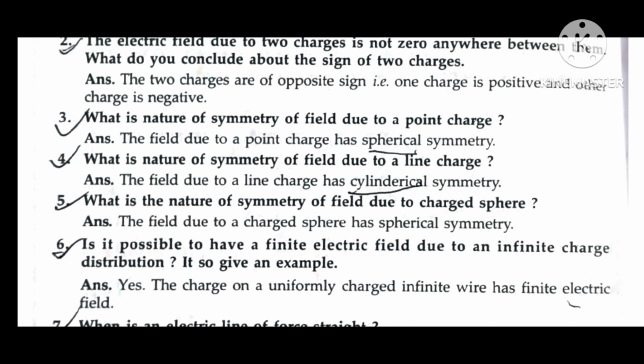Is it possible to have a finite electric field due to an infinite charge distribution? If so, give an example. Yes, a uniformly charged infinite wire has a finite electric field.